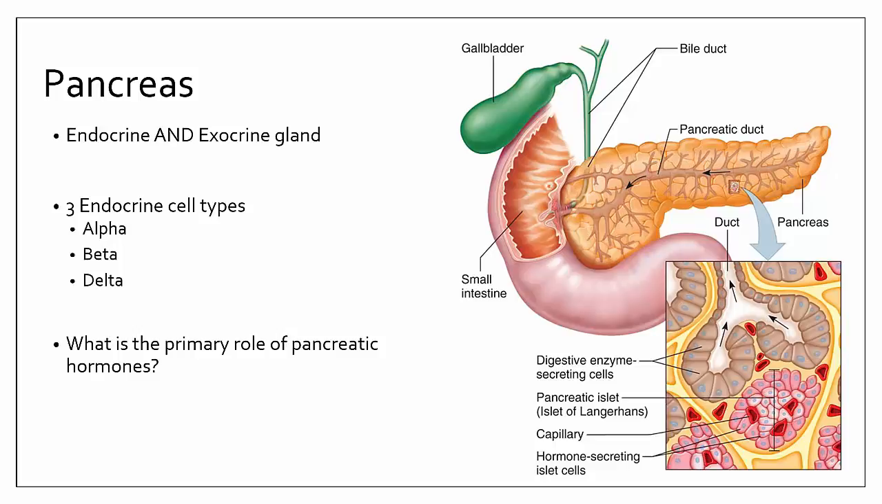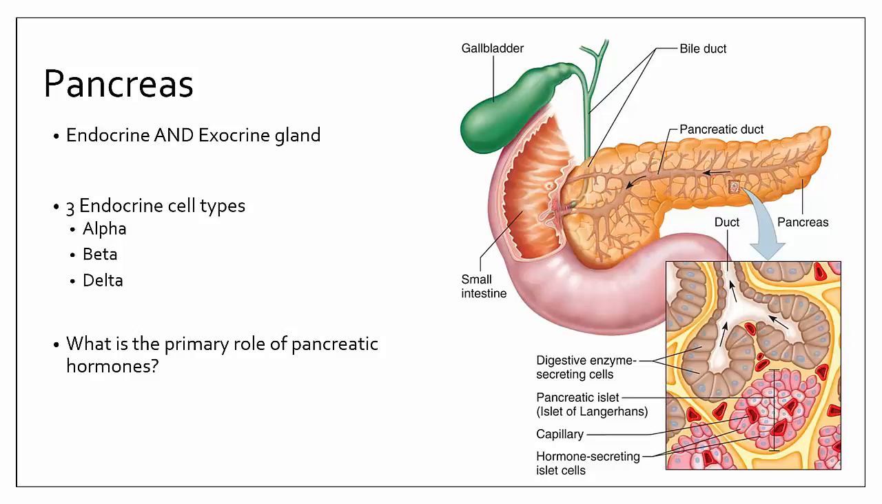Because it has these ducts, here they are, that secrete digestive juices into the small intestine. More on that when we do the digestive system, but that is its exocrine function. It also has pancreatic islets, okay? These are the hormone secreting cells in these islets. And there's 3 endocrine cell types in the pancreas. The alpha cells, which secrete glucagon, the beta cells, which secrete insulin, and the delta cells, which secrete somatostatin.